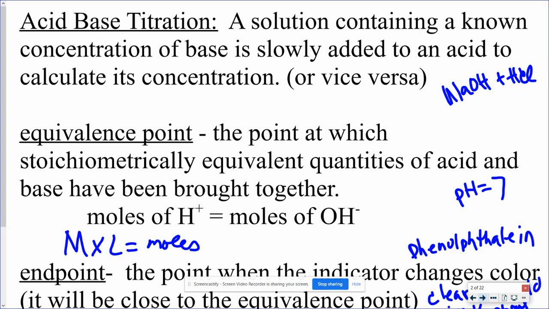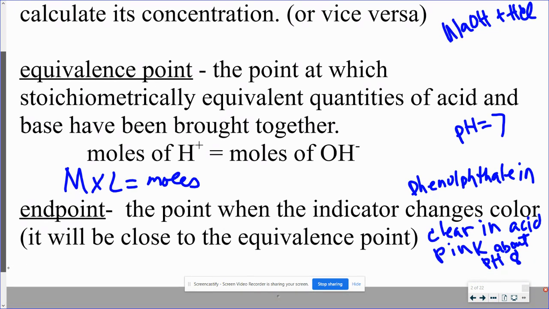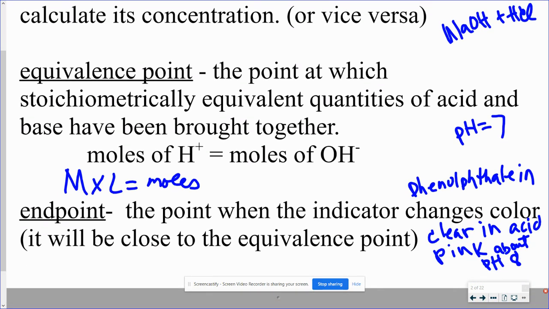The equivalence point is when we've added exactly as much H plus from the acid as OH minus from the base. That's why it's called equivalence, because it's an equal amount of H plus and OH minus making water. We use an acid-base indicator instead of a pH meter. So we're looking for the endpoint, which is when the indicator changes color.